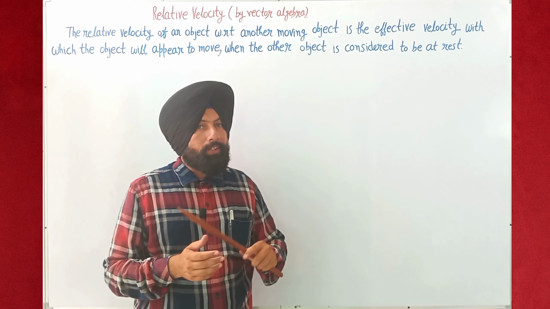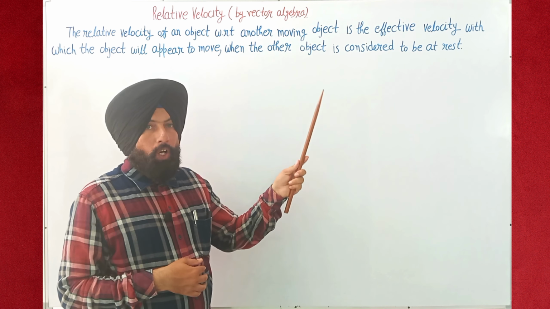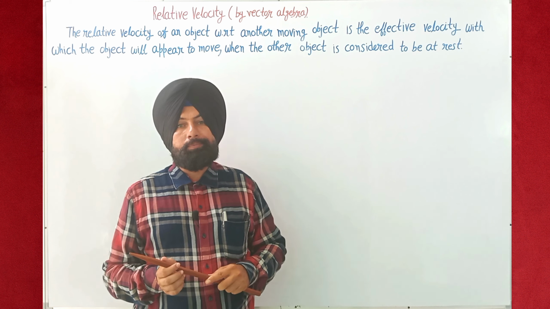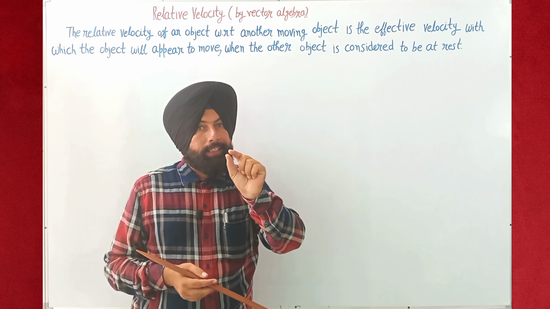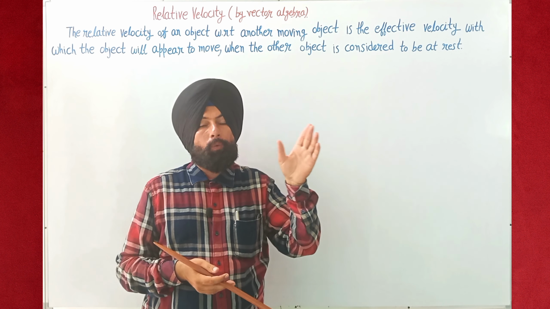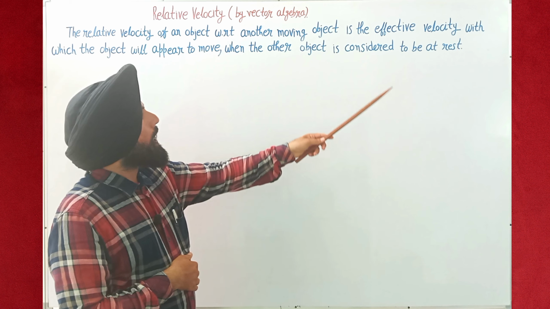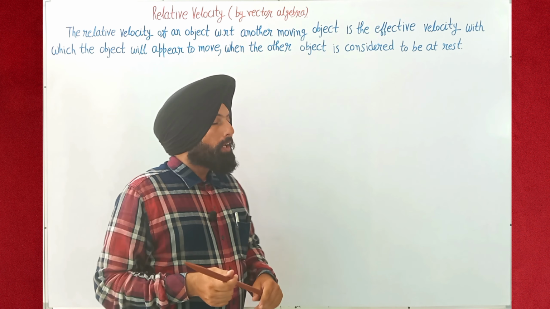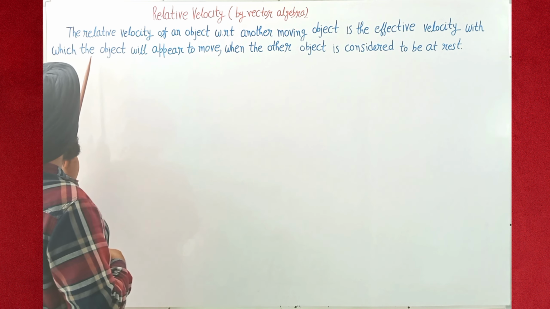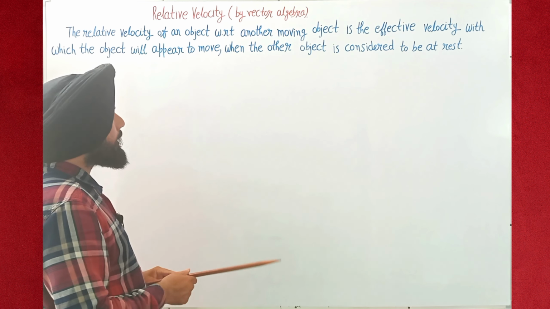For the observer, the velocity of the other body appears to be different than the actual velocity of that body. So we use the term effective velocity, with which the object will appear to move.